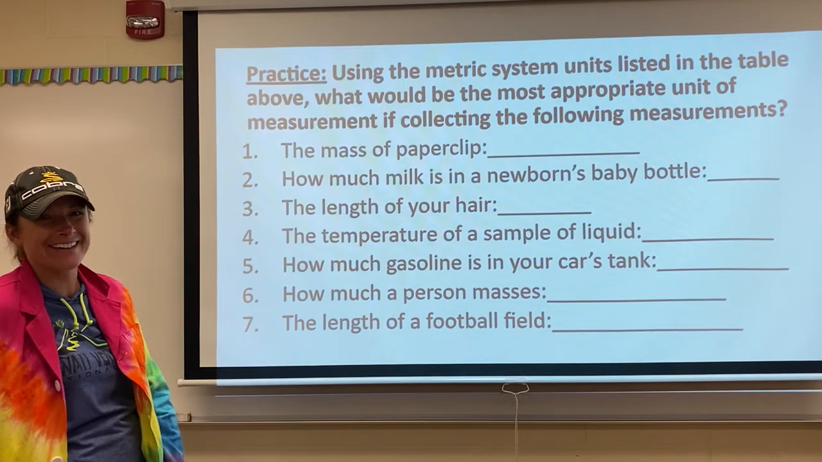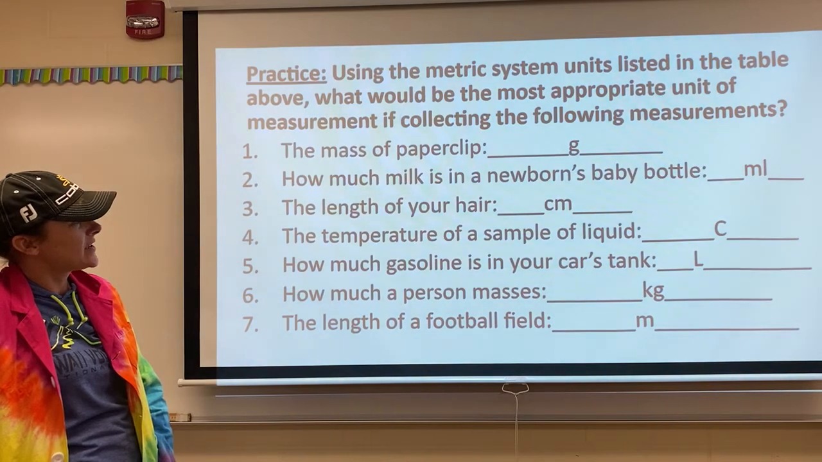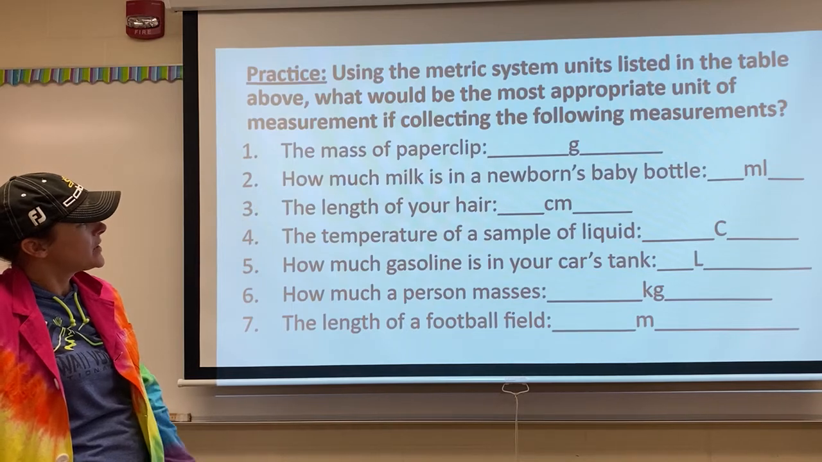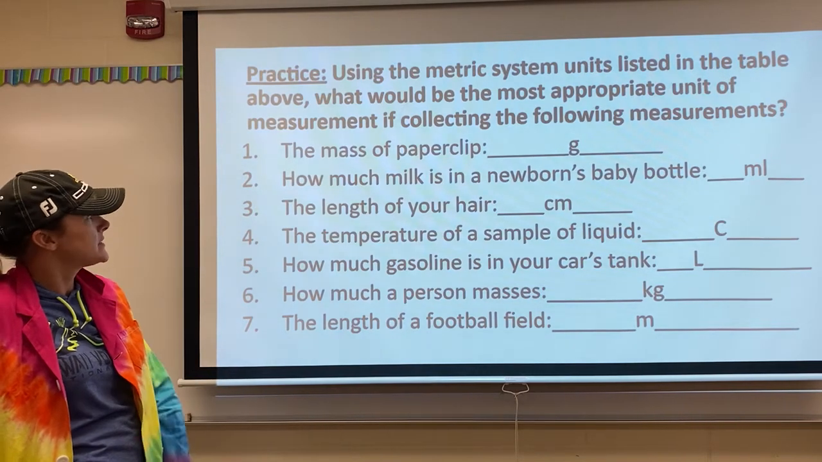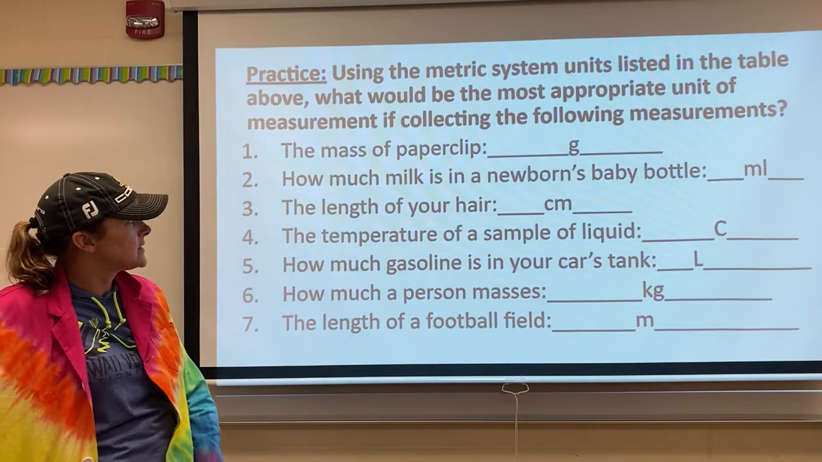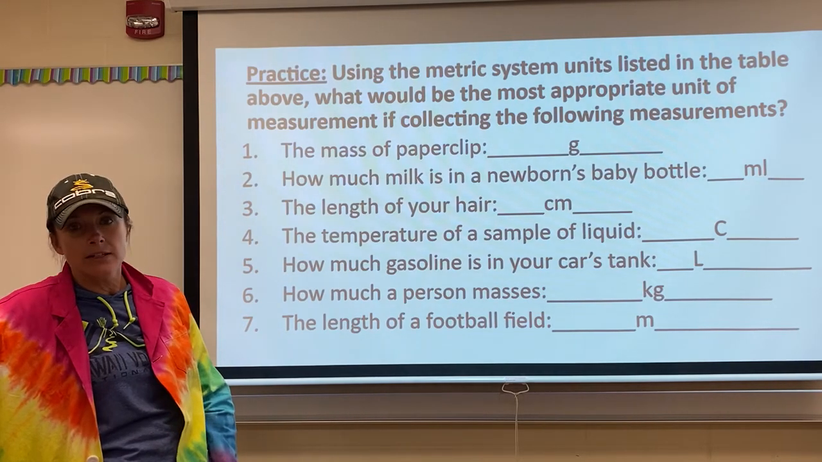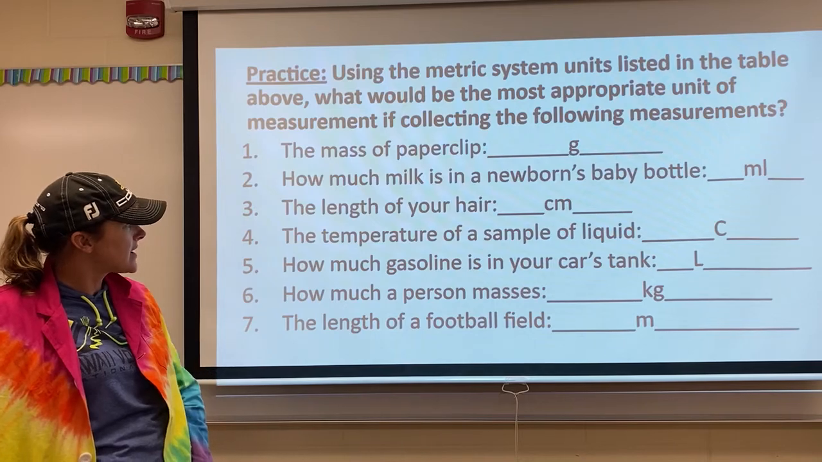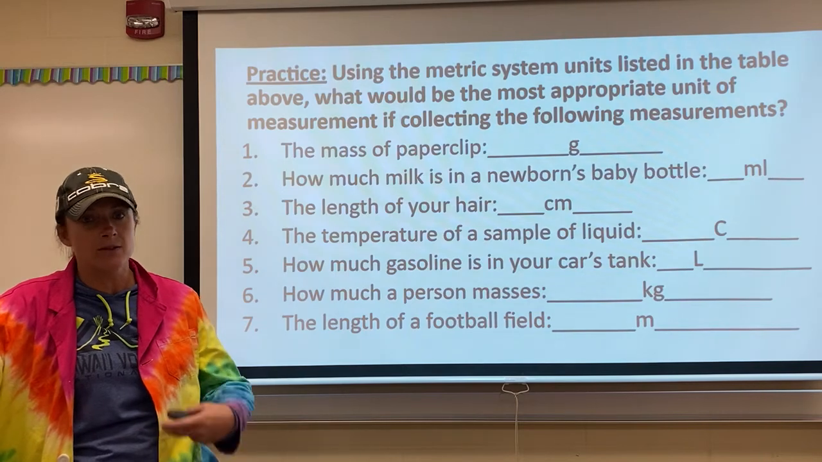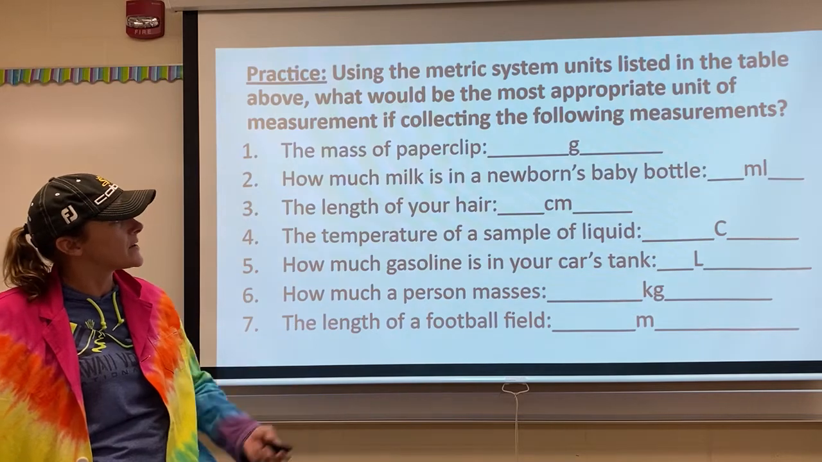Okay, hopefully you're back and you hit pause. Let's check and see what the answers are. You could just do a quick check with this. Milk in a baby's bottle would be measured in milliliters. The length of your hair, centimeters would be better than saying meters. Temperature, that's Celsius, that's our metric. Gas in your car in Canada, they measure that in liters, they don't measure in gallons. How much a person masses? Well, that's when we probably want to talk kilograms. How many kilos are you? And then the length of a football field, the comparable would be the meter. So these are all the metric ones.